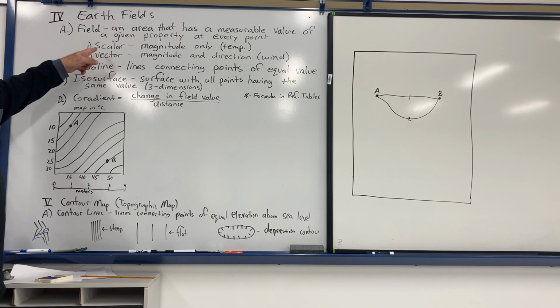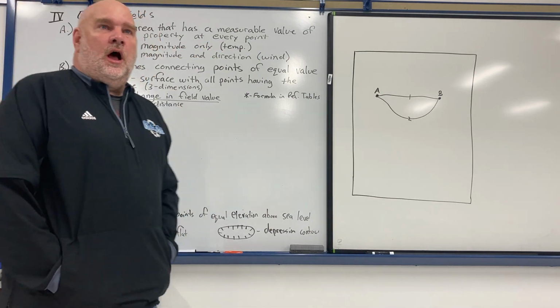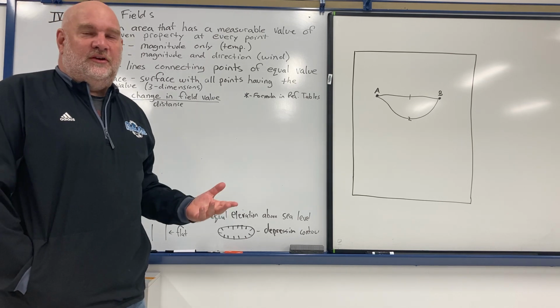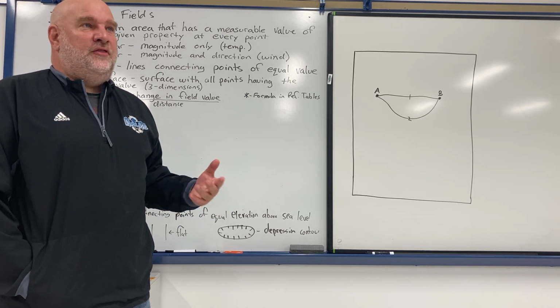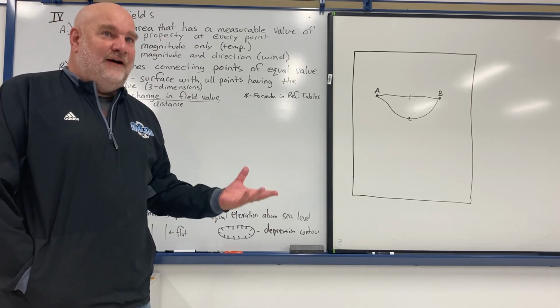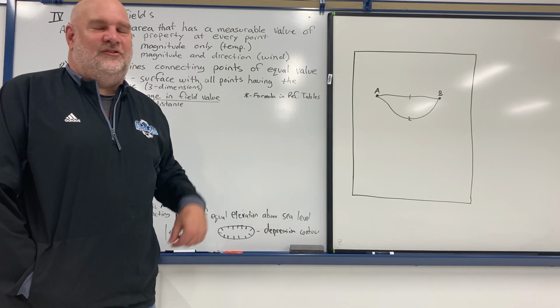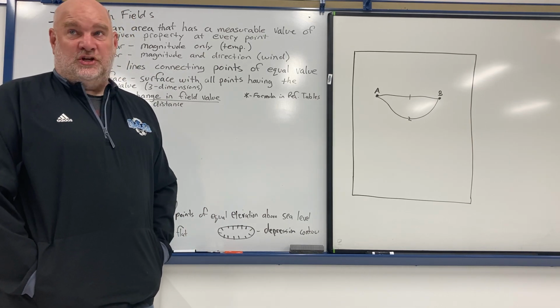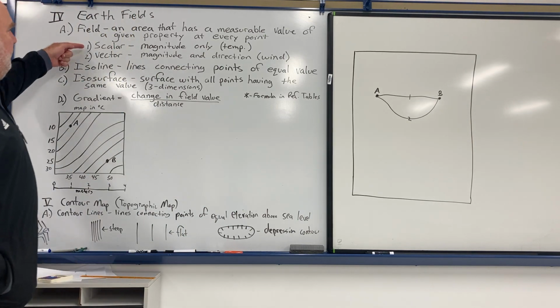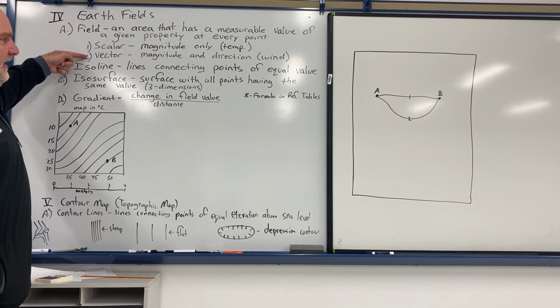A scalar field is something that has magnitude only. An example of that is temperature. If it's 32 degrees Celsius out, I don't say 32 degrees Celsius up or 32 degrees Celsius left. It's just 32 degrees, so it's just a magnitude. Something like temperature does not have a direction with it. All right, so scalar fields just have a magnitude, and vector fields have a magnitude and a direction.